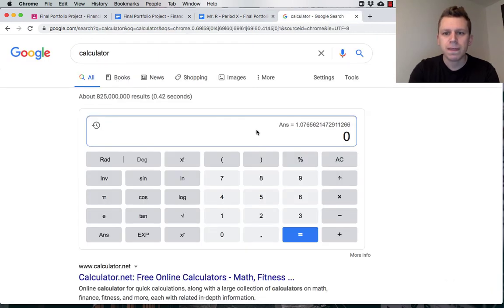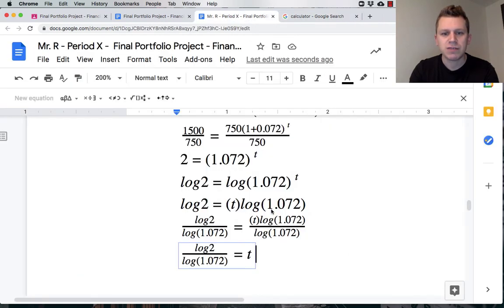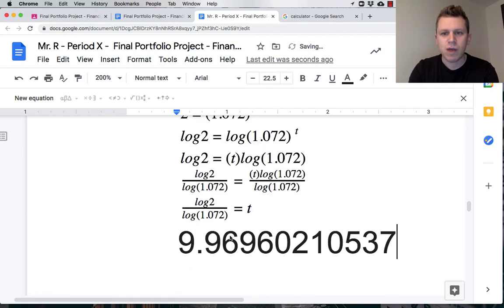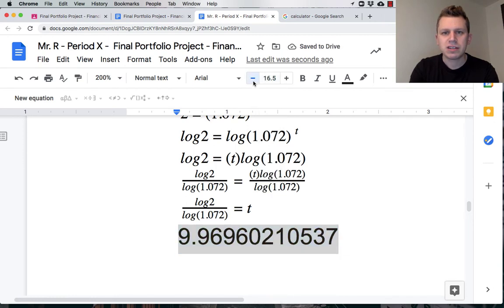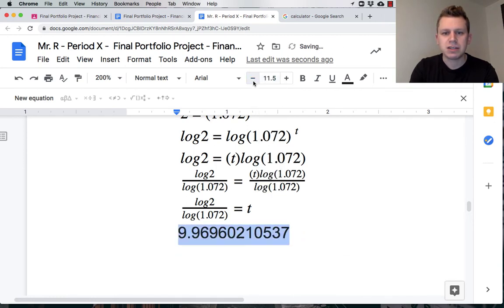Boom. I'm going to clear everything. I'm going to write log 2 divided by, I'll close the parentheses, divided by log of 1.072. That represented my 7.2% interest. I get this fantastic number here. So here, I now know that this, wow, that's a big number. Let's make that a little smaller. Bump down that font size. That's still kind of ridiculous.